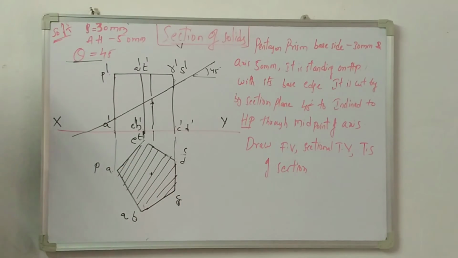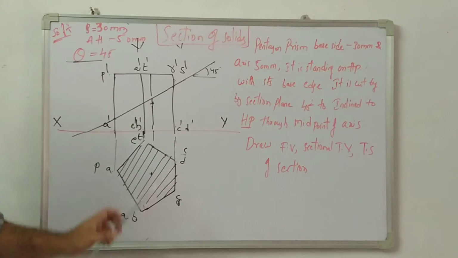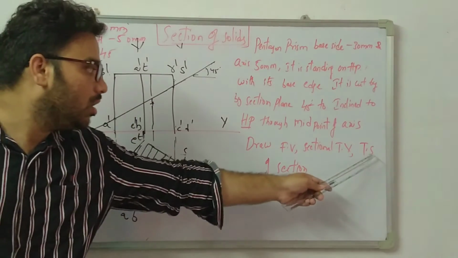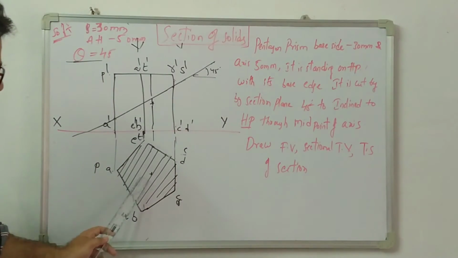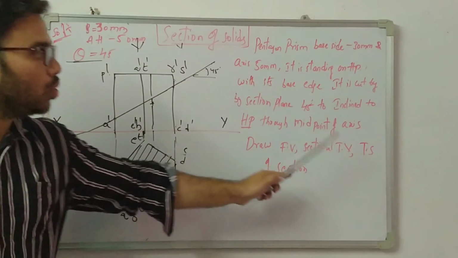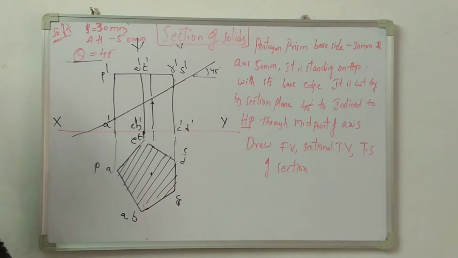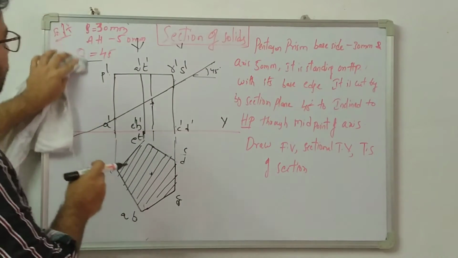Still in this problem, whenever I am watching from the top side, I can't see the true shape of the section. I can see only the sectional front view. This is the sectional front view, not the true shape of the section. In order to get the true shape of the section, we have to draw, with respect to this line, one more reference line here and complete the true section of the solid.